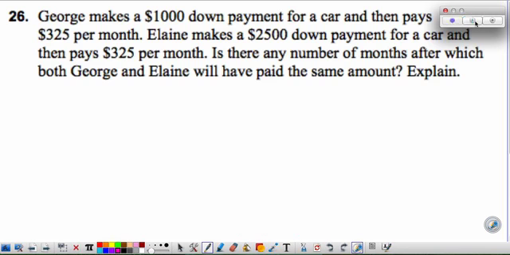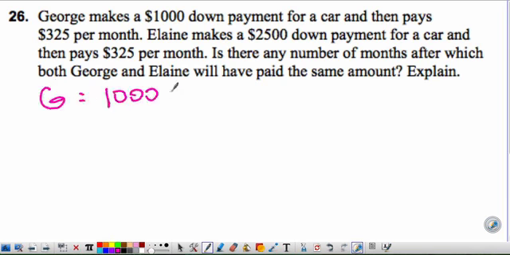You're welcome. Okay, on number 26, it says that George makes a payment of $1,000 down payment for a car, and then he pays $325 per month. So what do we know about George? He makes a $1,000 payment, and then he pays $325 per month. What does per month mean? Every month. And what does per mean? Multiply. So we're multiplying by the number of months, and we don't know the number of months, so we're just going to put an m.